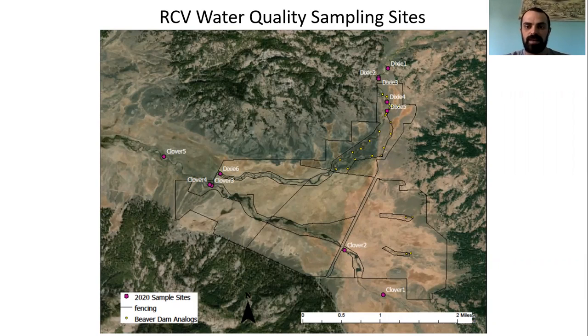And one of the beaver dam analogs actually has been inhabited by real beavers. So I'm going to be looking at the changes in water quality as you move through a real dam and through the analogs.